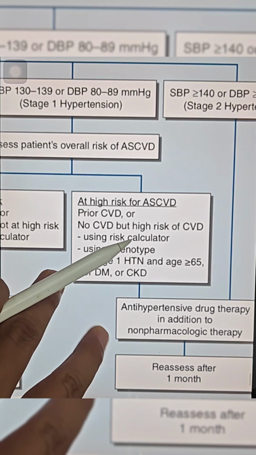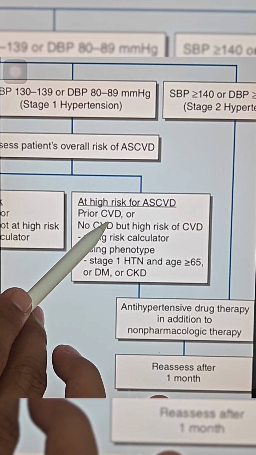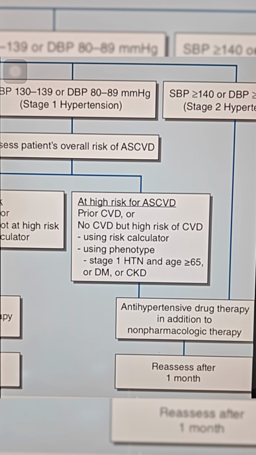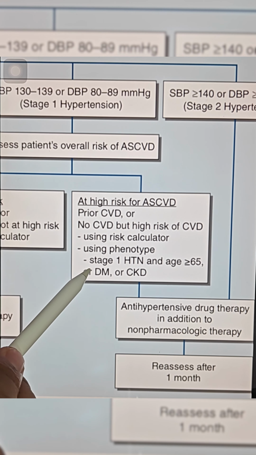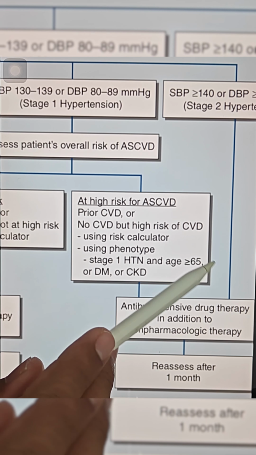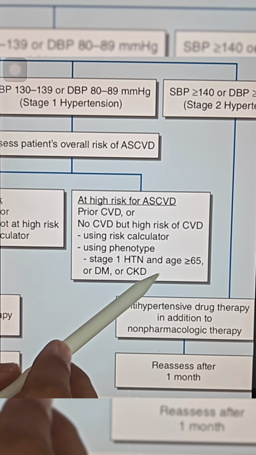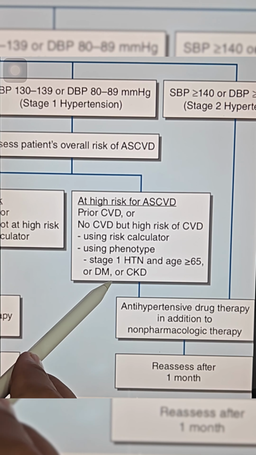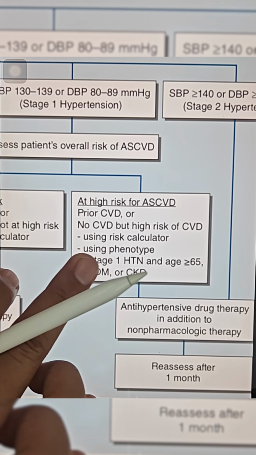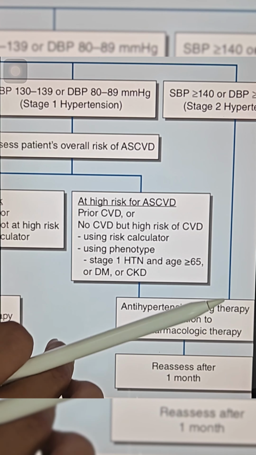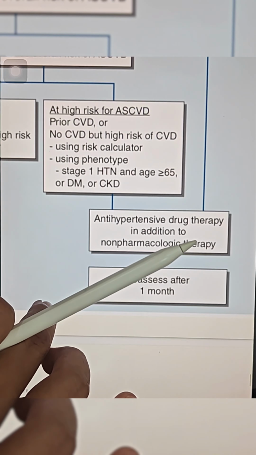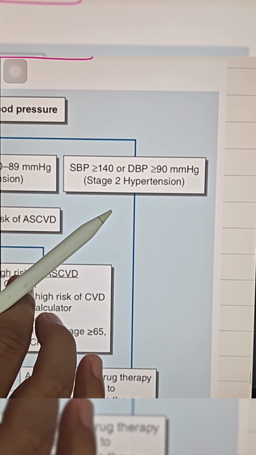But if this ASCVD score is high, that is a prior coronary artery disease or cardiac comorbidities or stage 1 hypertension with age more than 65, or patient is having diabetes mellitus or chronic kidney disease, then this is considered as a high ASCVD risk score. So in this patient we have to start antihypertensive drug therapy in addition to the non-pharmacological therapy, and we have to reassess the patient after 1 month.